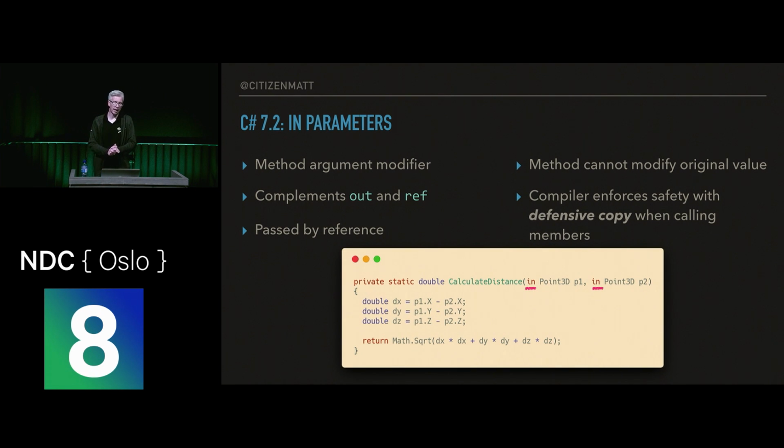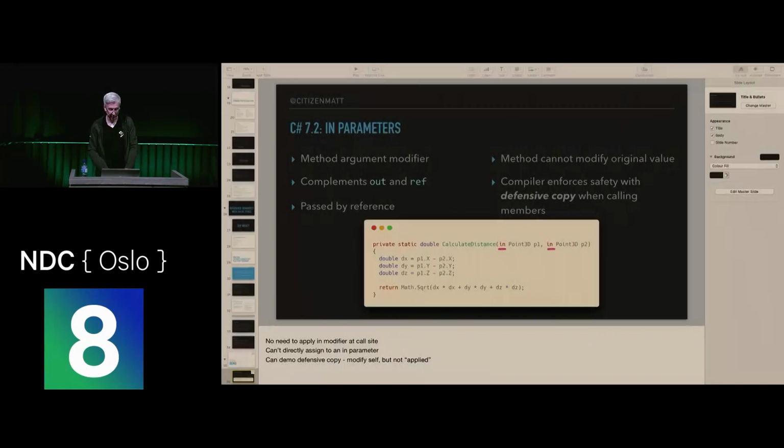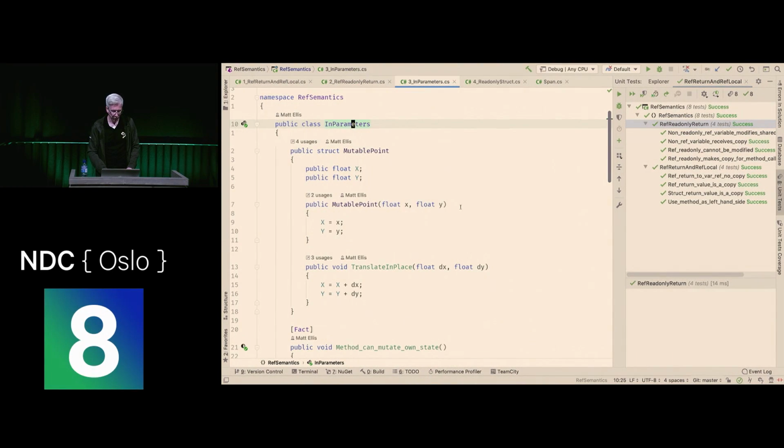Next little building block, stepping away from the ref returns just for a sec, is in parameters. So this is a method argument modifier. It kind of complements the out and the ref keyword when you're defining a method's arguments. And it allows you to pass a value type by reference, but you're telling the compiler that you can't modify this. So it's in only, and other than that, you can't do anything with it. And you have a similar thing here. The compiler will enforce a whole bunch of safety, but when it calls a method, it will make a defensive copy. And we can quickly see that one here.